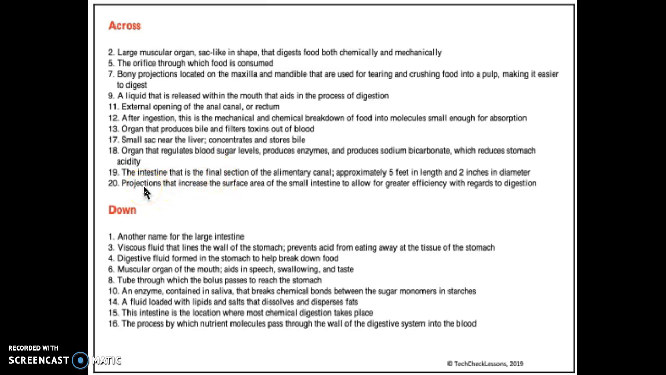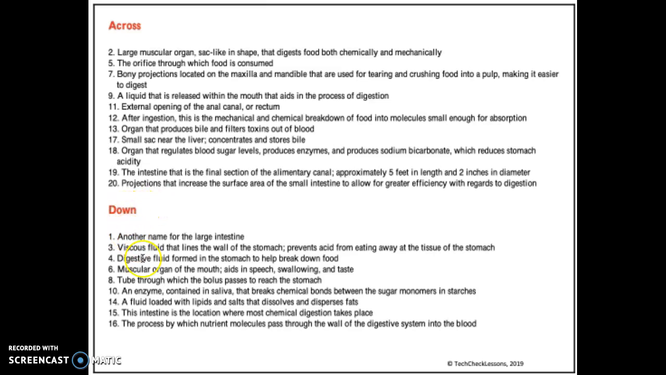Number 20, projections that increase the surface area of small intestine to allow for greater efficiency with regards to digestion. Oh, this is a bit confusing. You might not have learned about this before, but there are small tube-like projections all over the small intestine, and they are actually known as villi, and it is spelled as Villi.